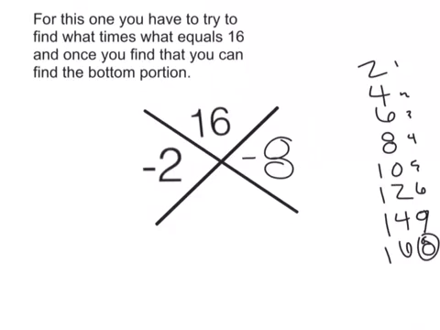Now that you found that negative 8 times negative 2 equals positive 16, you are going to add negative 2 plus negative 8, which equals negative 10. It equals negative 10 because negative 2 plus negative 8 equals negative 10. And when you times negative 2 times negative 8, it equals a positive. So that's why it's not a negative 16, it's positive 16.